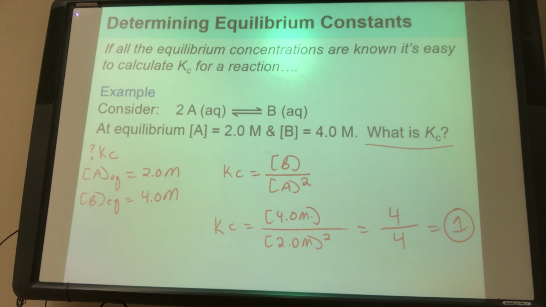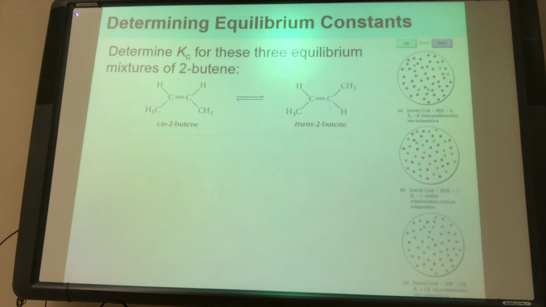You might think molar divided by molar squared. We're not worried about all that. There are technically units for Kcs, but we just want to know what the number means, what the number stands for. Okay? So we're not going to stress about exactly what the number is. All right, let's do another one.